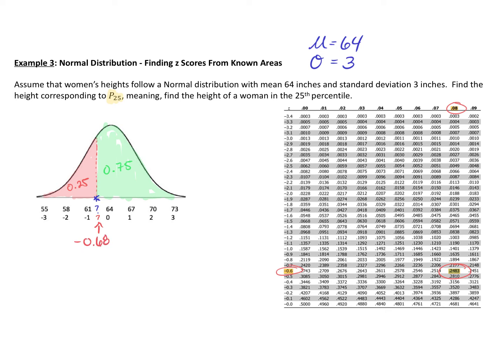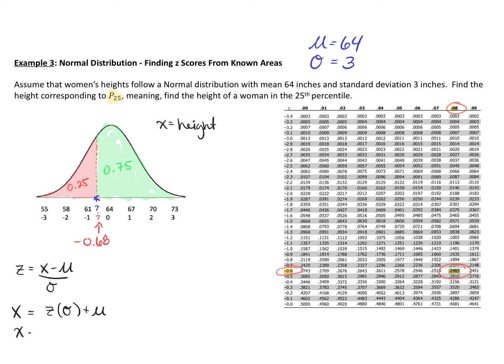So once you have the z-score, we can use the formula for calculating z-scores. Z is equal to x minus mu divided by sigma, and solve this equation for x. So if I solve this equation for x, x is going to be the z-score times sigma plus mu. And so here you can see how we can use that formula to then find the height, which is x. So this x is the height that corresponds to P25.